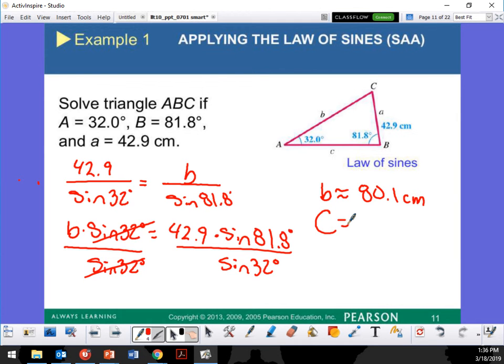Do the math, please. It is 66.2 degrees. That's big C, right? Yeah. Okay. So now, can we solve for little c?